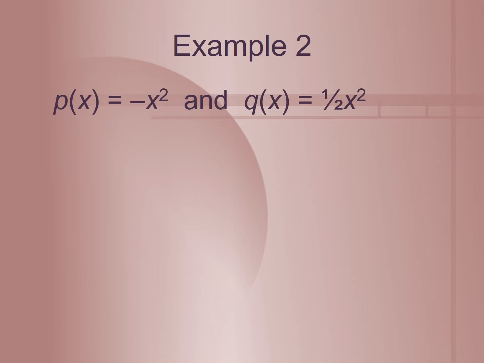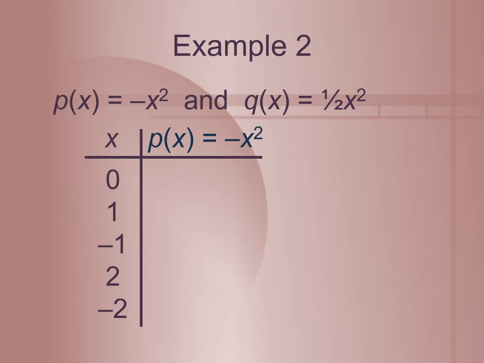Alright, let's look at example 2. We have our two functions here. We have p of x equals negative x squared and q of x equals 1/2 x squared. So first we'll make some tables. We'll keep our x values 0, 1, negative 1, 2, and negative 2. So when we plug them into that first function, p of x, which is the negative x squared, make sure that you're squaring your values first and then applying the negative. So we get 0, negative 1, negative 1, negative 4, and negative 4.